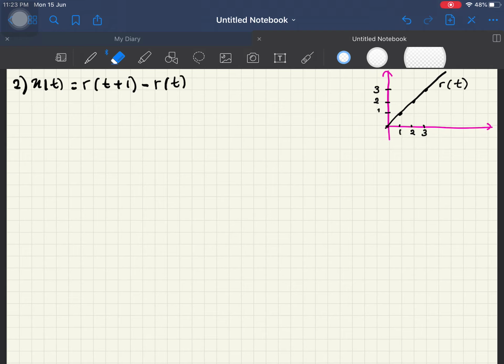So in this question, which is question number 2, you are given x of t equals r of t plus 1 minus r of t. R of t simply means ramp signal, as shown in this figure. If you have only r of t like this, it means you have a unit ramp signal, which means a ramp signal with the slope of +1.